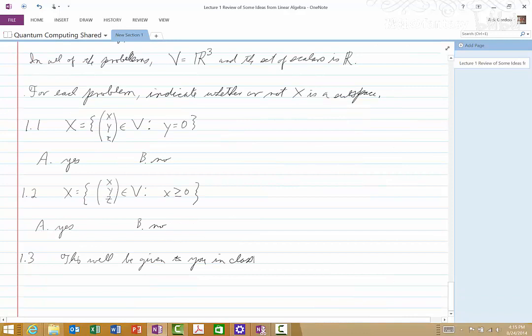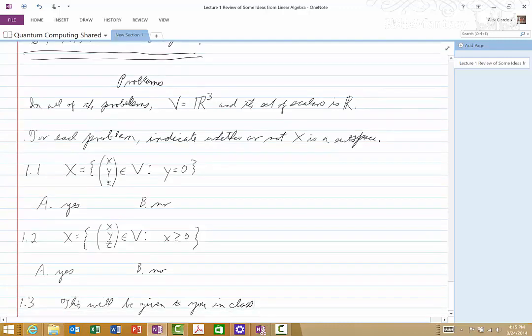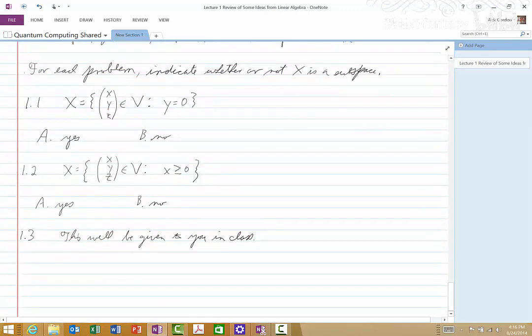Okay, so now let's look at problems for this lecture, for lecture 1. In all of the problems that I'll give you, we will take V to be R3 and the set of scalars to be all real numbers. The instructions for the problems are very simple. For each problem, indicate whether or not X is a subspace. And so in problem 1.1, X is equal to the set of all vectors x, y, z in V such that y is equal to 0.